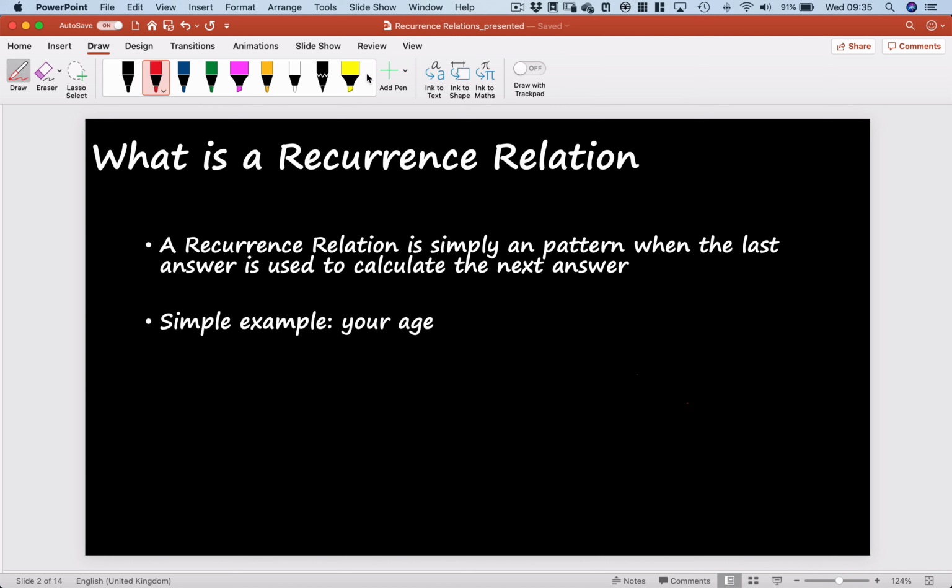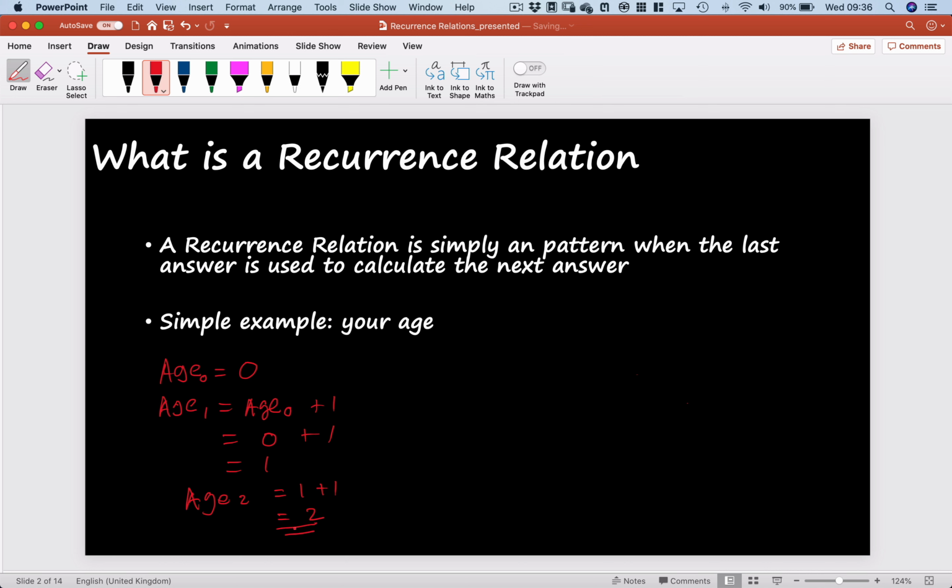So an example of this would be your age. When you're born, you are 0 years old. So your age when you're 1 is your age from last year, which is age 0 plus 1, which is equal to 0 plus 1, which is equal to 1. So when you have been alive for 1 year, you are 1 year old. And then obviously this just keeps going. Age 2 equals age last year, 1, plus 1, equals 2.